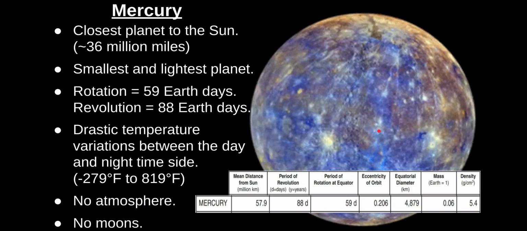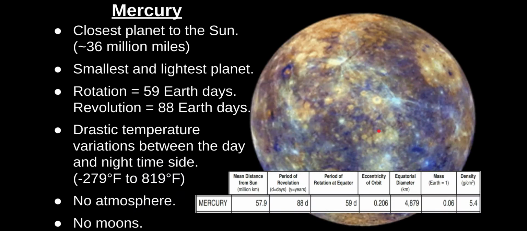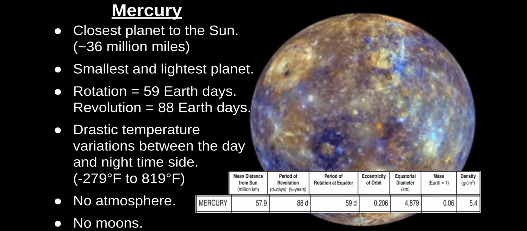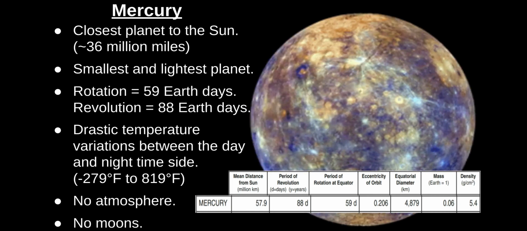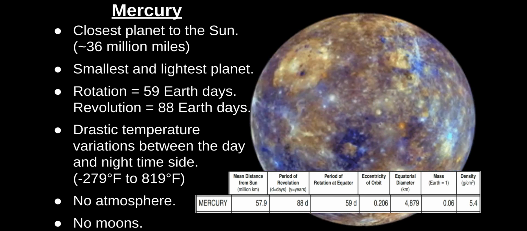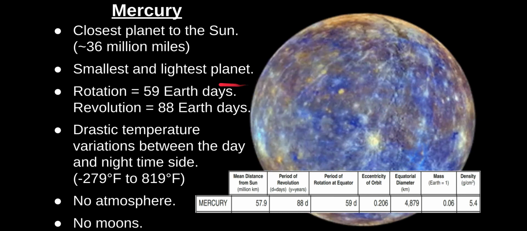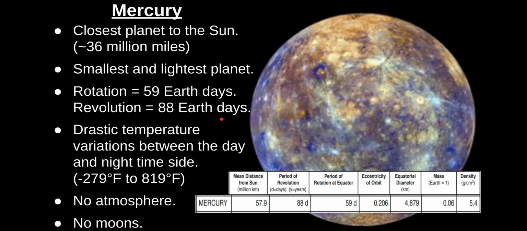So here's a picture of Mercury spinning. It's the closest planet to the sun. It is the smallest planet. It has a very slow rotation, partially because the gravity of the sun is slowing it down. It has a relatively quick revolution, right? It gets all the way around the sun in just 88 days.